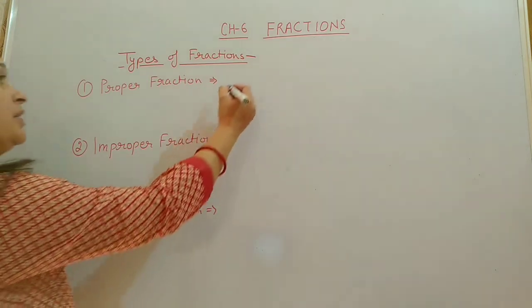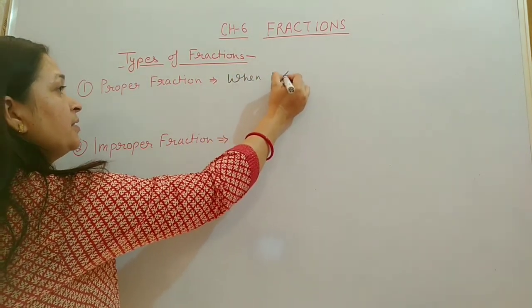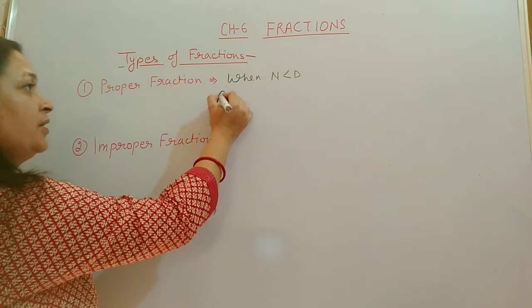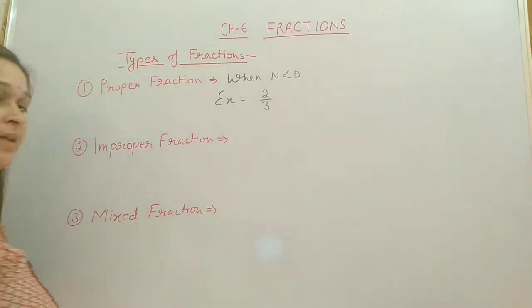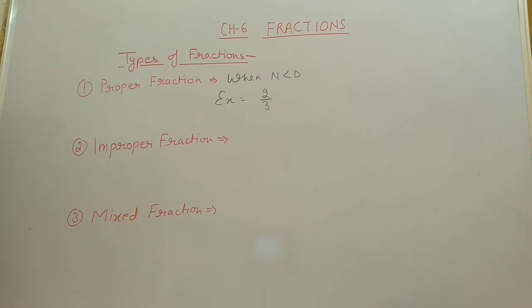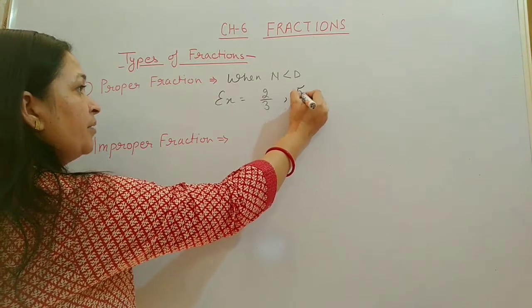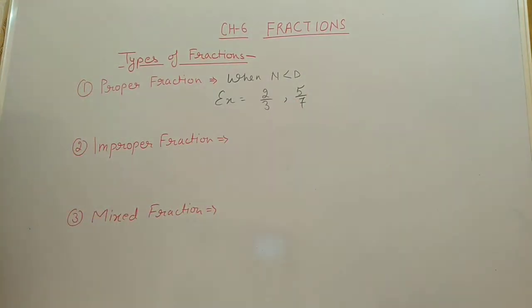When the numerator is smaller than the denominator, that type of fraction we will call a proper fraction. For example, 2 by 3. In this case, 2 is smaller than 3, so this is a proper fraction. Another example, 5 by 7. So here 5 is smaller than 7. This is also a proper fraction.